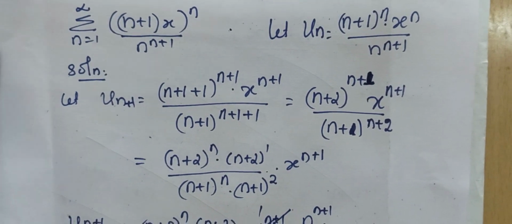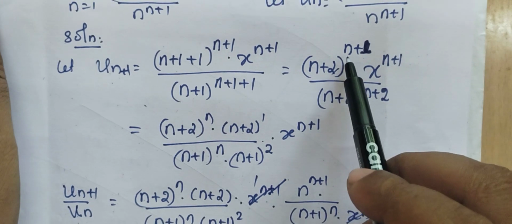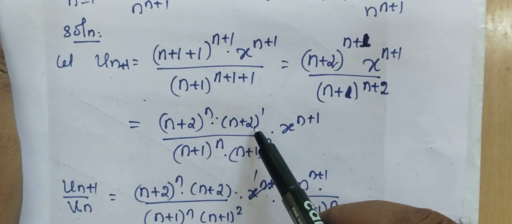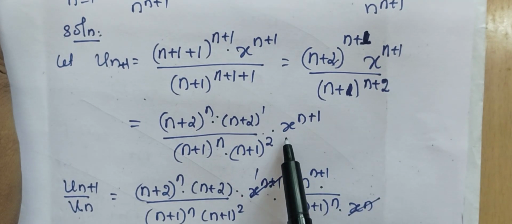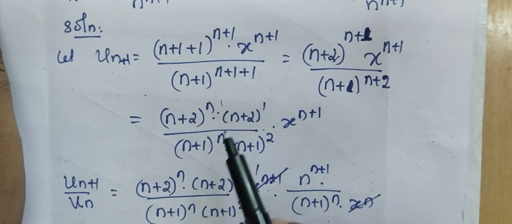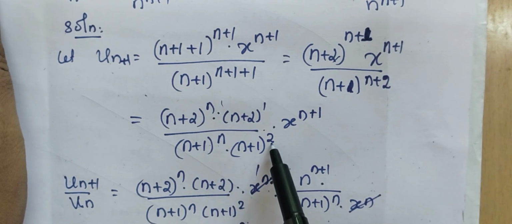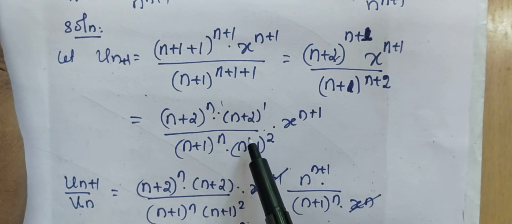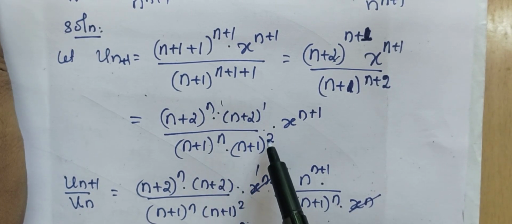Now we can rearrange this term. (n plus 2)^(n+1) can be written as (n plus 2)^n into (n plus 2)^1, and x^(n+1) by (n plus 1)^(n+2), that can be written as (n plus 1)^n into (n plus 1)^2. The bases are equal, so we can add the powers, that is a rule. So we can split this n plus 2 into n and 2.